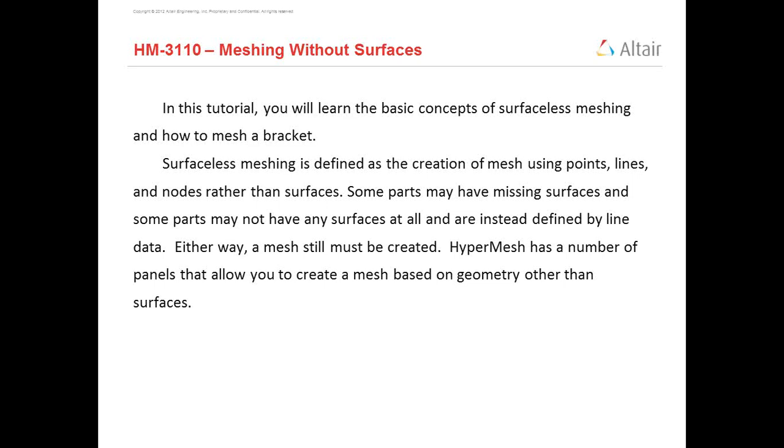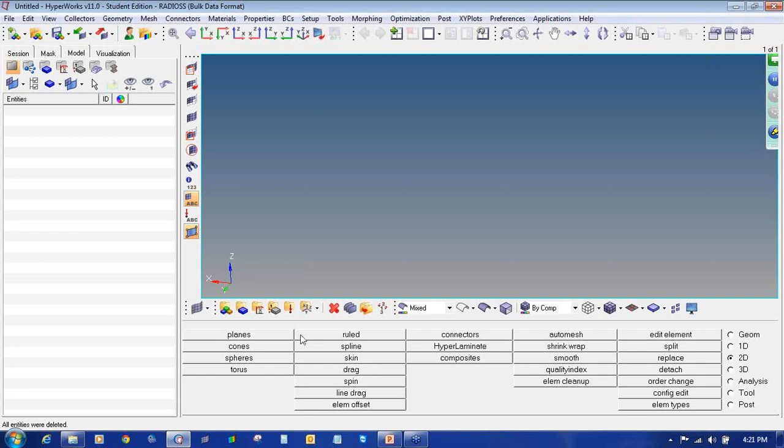Surfaceless meshing is defined as the creation of mesh using points, lines and nodes rather than surfaces. Some parts may have missing surfaces and some parts may not have any surfaces at all and are instead defined by lines data. Either way, a mesh still must be created. HyperMesh has a number of panels that allow you to create a mesh based on geometry other than surfaces. So we will see what the different panels available in HyperMesh are to do the meshing even if we don't have these surfaces.